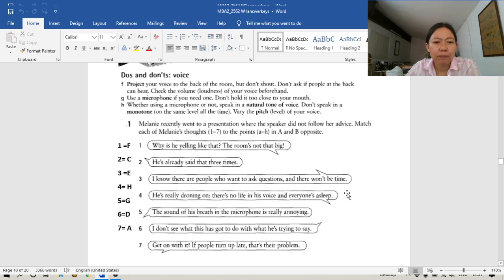Next, the sound of his breath is really annoying. The sound of his breath in the microphone is really annoying. The problem with this presenter is that he put the microphone too close to his mouth, so whatever he said, the microphone will pick up.